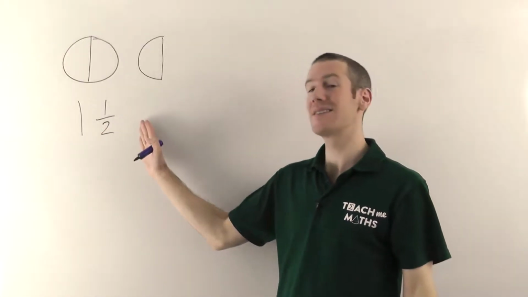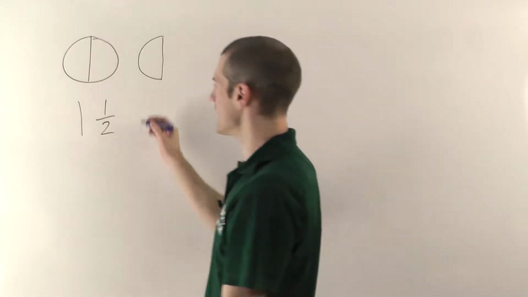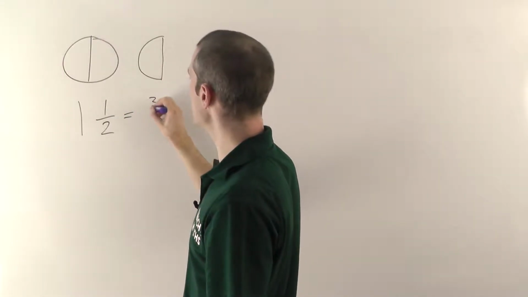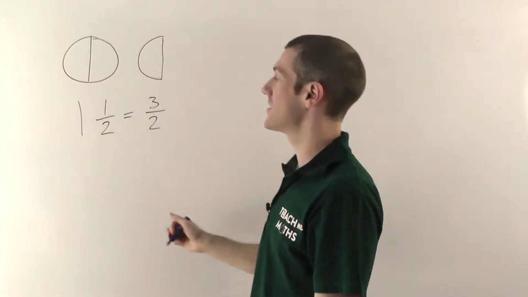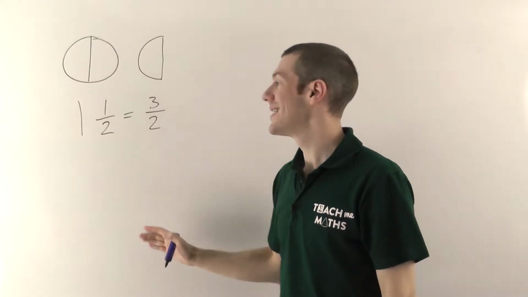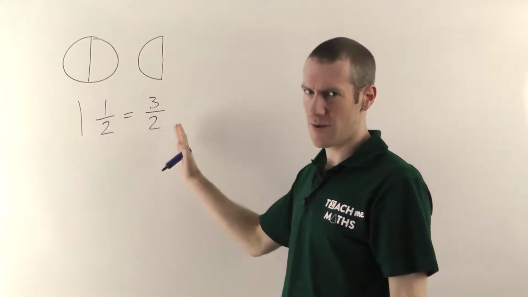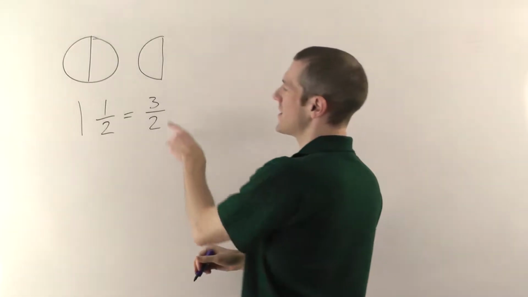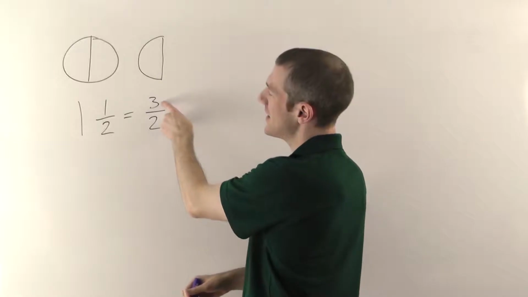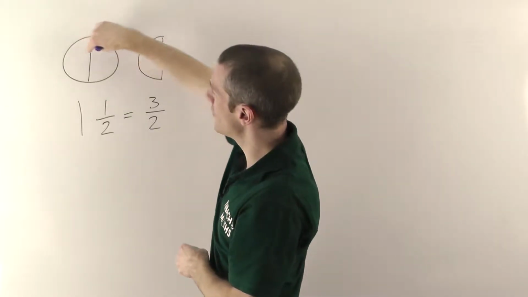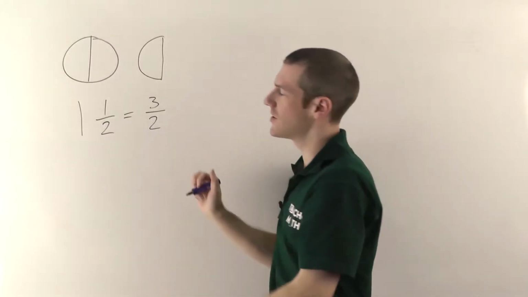But there's another way of writing this, and that's with what's called a top-heavy fraction. Sometimes these are called improper fractions, and that's where the number on the top of the fraction is bigger than the number on the bottom of the fraction. So in this case it turns out that 3 over 2 is the same as 1.5. Don't worry too much about how we get there right now, I'll come on to that in a minute. But the point is that these are two different ways of writing the same fraction. You can perhaps see here the 3 halves. You've got 1, 2, 3 halves. So that's why it's 3 over 2.